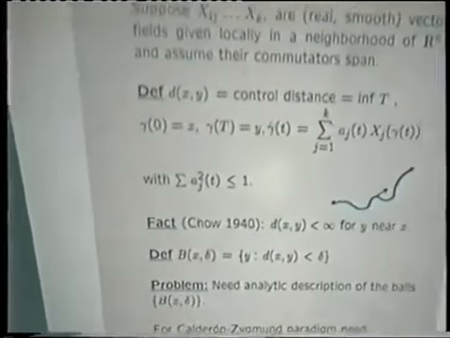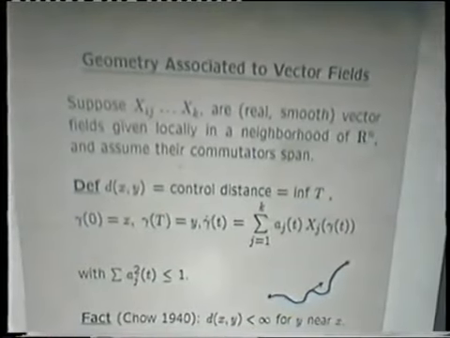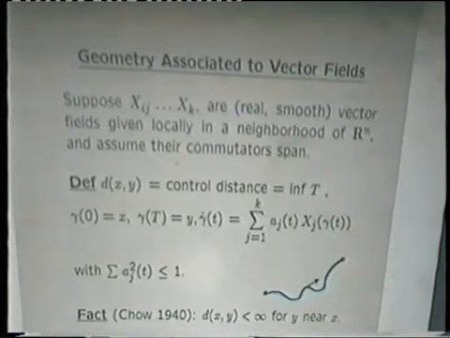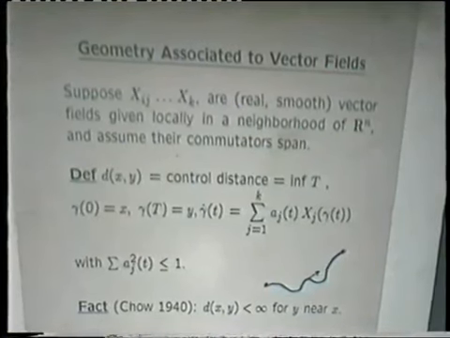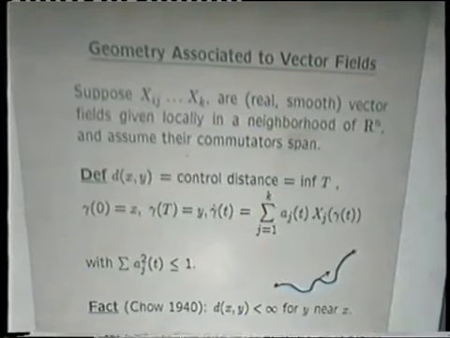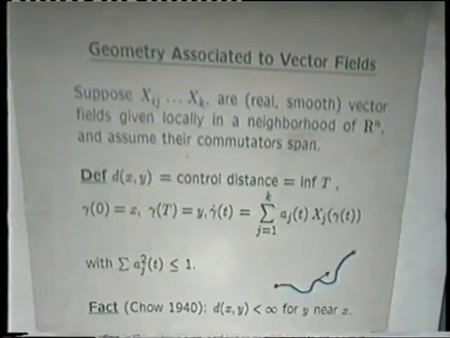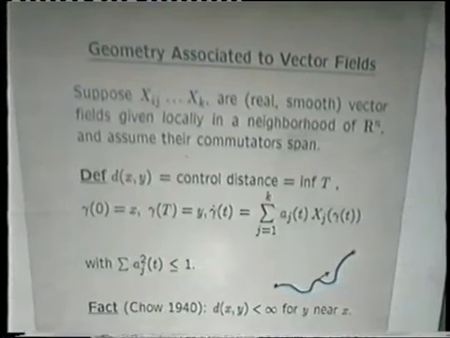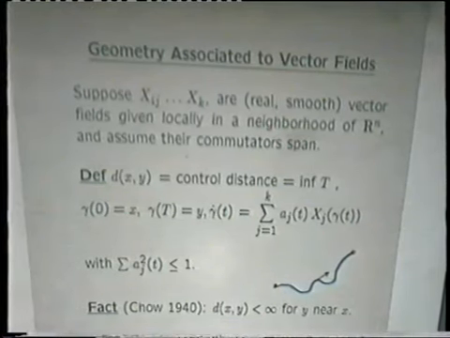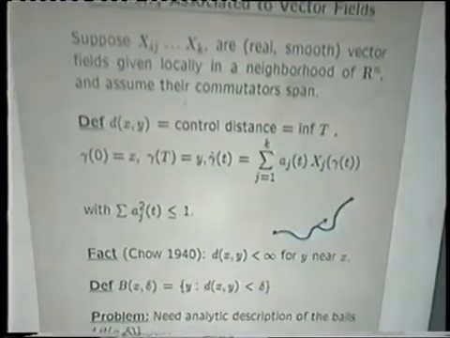Now, here is a quick discussion of the geometry which is associated to vector fields, or a geometry that can be associated to vector fields. So suppose we start with vector fields X1 up to Xk, real smooth vector fields. They're just given locally. We don't assume that they span the tangent space at any point, but we assume that after taking finitely many commutators, they do.